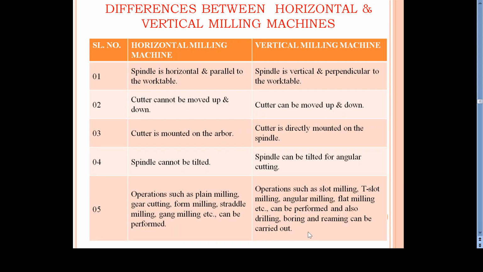Now we'll see the differences between horizontal and vertical milling machines. In the horizontal, the spindle is horizontal and parallel to the workpiece, but in the vertical, it is vertical and perpendicular. Here the cutter cannot be moved up and down. Here, the cutter can be moved. The cutter is mounted on the arbor. Here, the cutter is directly mounted on the spindle. The spindle cannot be tilted. Here, the spindle can be tilted.